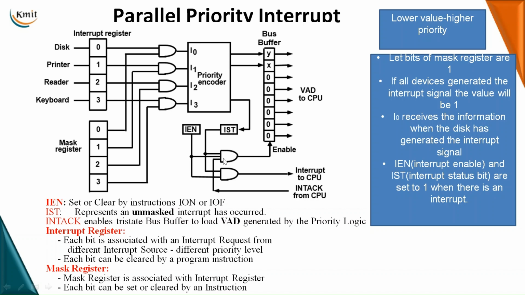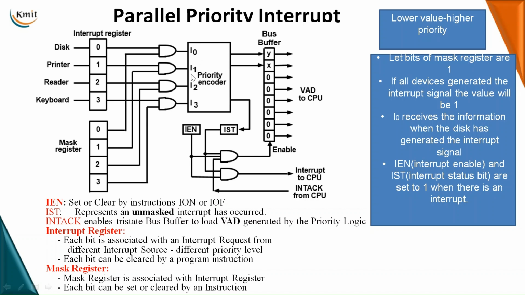That is given as an input to this AND gate along with IEN and IST. So all three are ones, 1, 1, 1, and the output will be one. It will enable this bus buffer. So this particular device, in this case I1, the I1's VAD address will be sent to the CPU so that the CPU will access that VAD address and execute the interrupt service routine of that particular device.